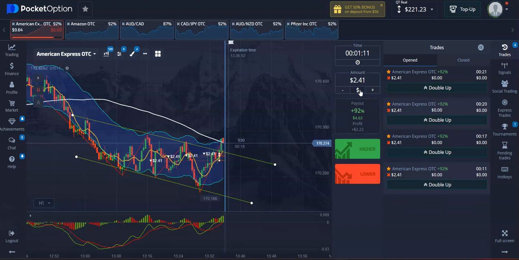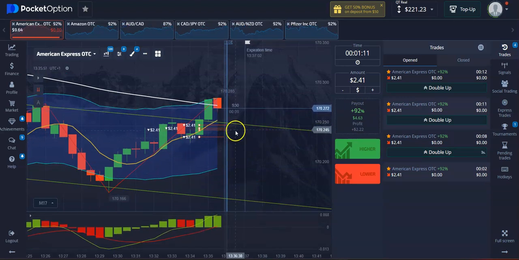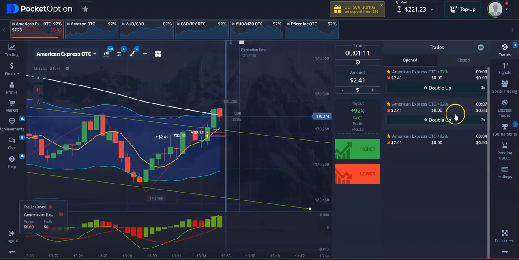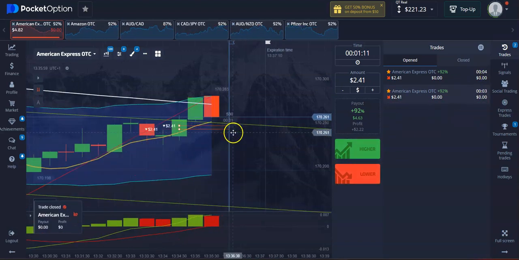lost 10 trades in a row, and the price is not respecting what it's supposed to do. So it sucks, but it is what it is, right? So we cannot win all the time. So we got 5 seconds on the last one. Well, 7 seconds on the last one. Let's see.